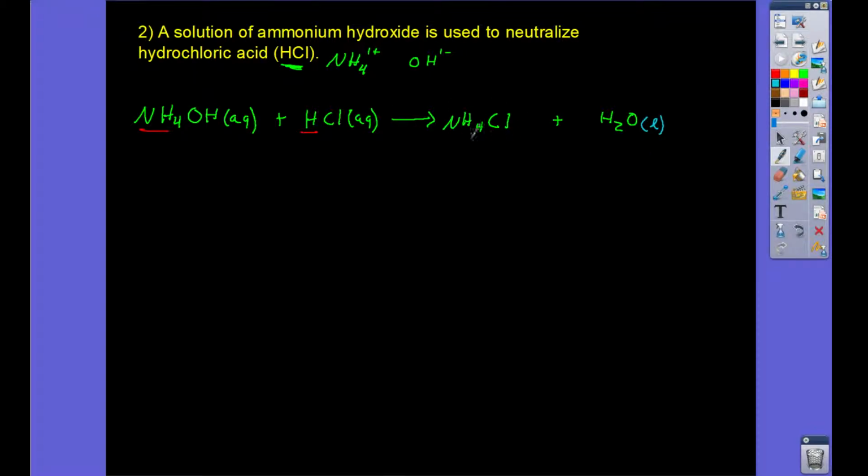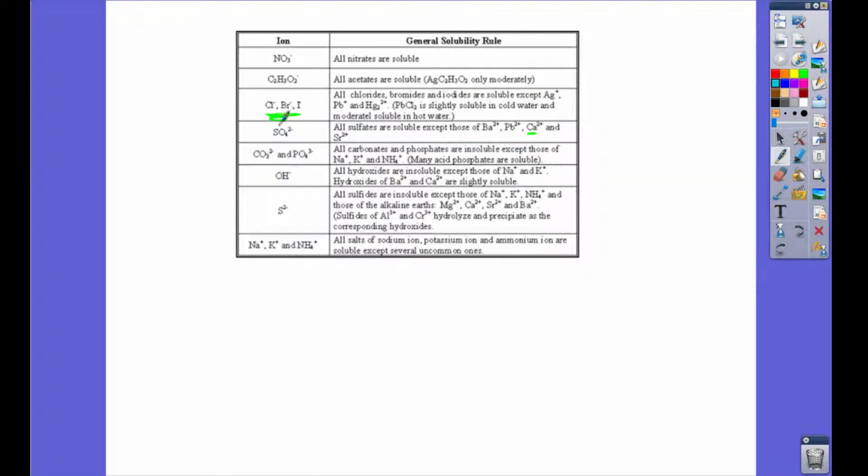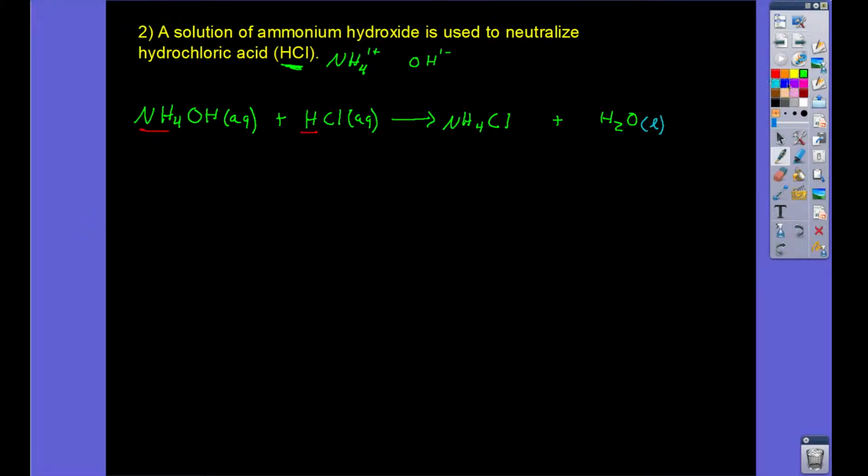But we still want to double check NH4Cl to make sure that this is going to be soluble, so we double check our rules one more time. And again, we're looking at the chlorides, bromides, and iodides rule here. We could also use the NH4 rule down at the bottom, but it's going to give us the same result. All chlorides, bromides, iodides are soluble, and NH4 is not one of those exceptions. So we know then that this is going to be aqueous as well.